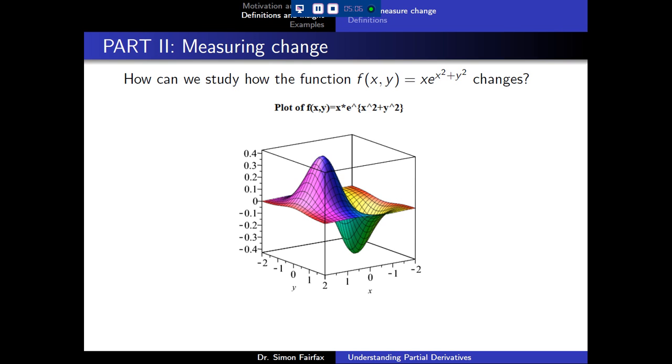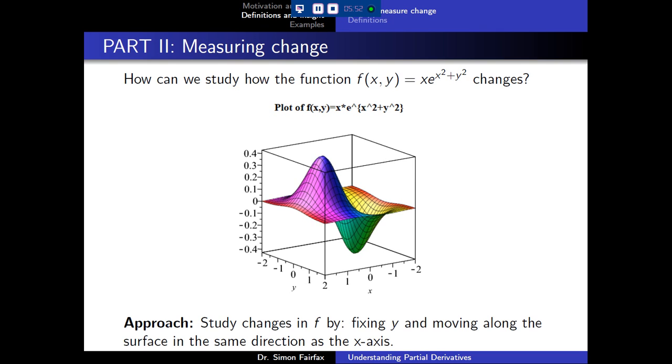A good place might be Maple. If we go to Maple and use the plot3d command, type in the function x times e to the power x squared plus y squared, pick some x and y values. I've chosen 2 to -2 for both of those variables, and we generate the following surface. Okay, so quite interesting surface. It's quite clear actually. There's lots of colors in there. We can see all the contours. So how does this change? How can we quantify change for this function, or more broadly, any function from R2 to R?